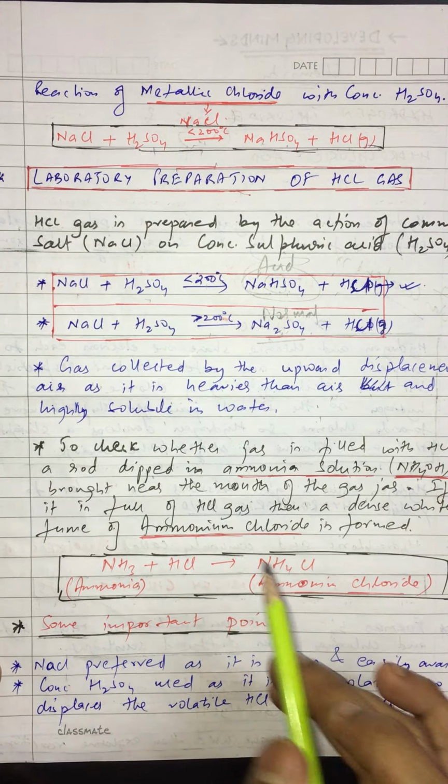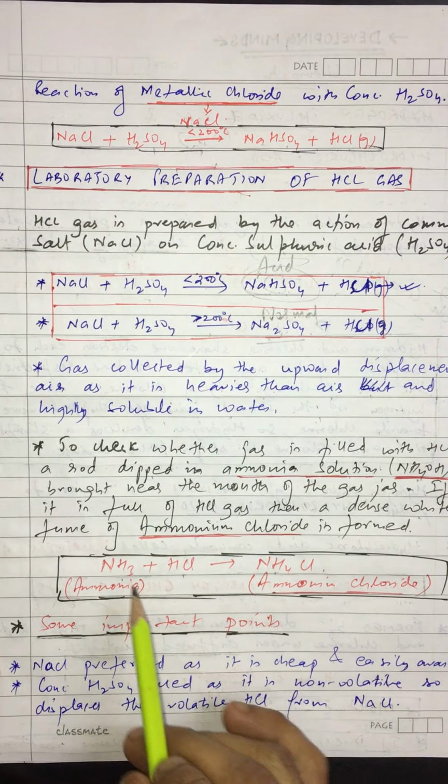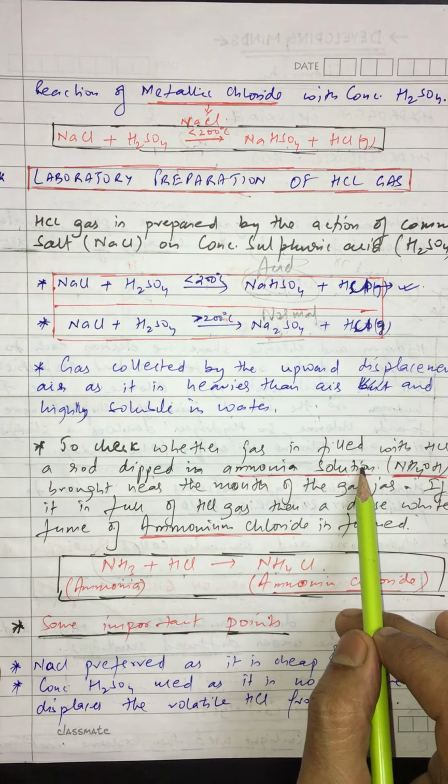The white fumes are nothing but ammonium chloride. NH3 plus HCl will give ammonium chloride. NH3 is liberated from the ammonia solution.